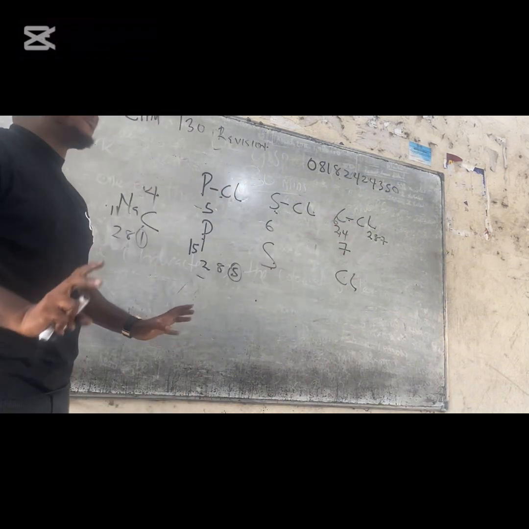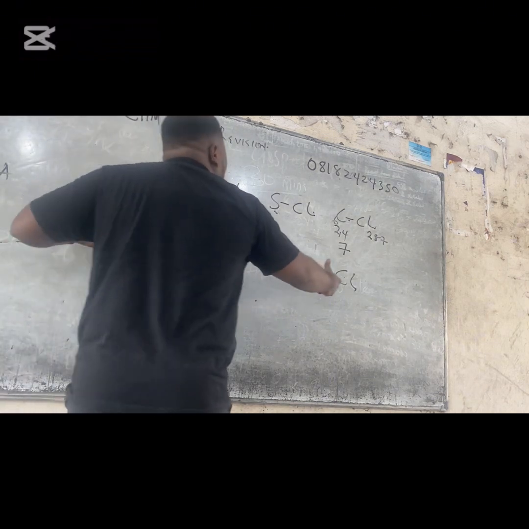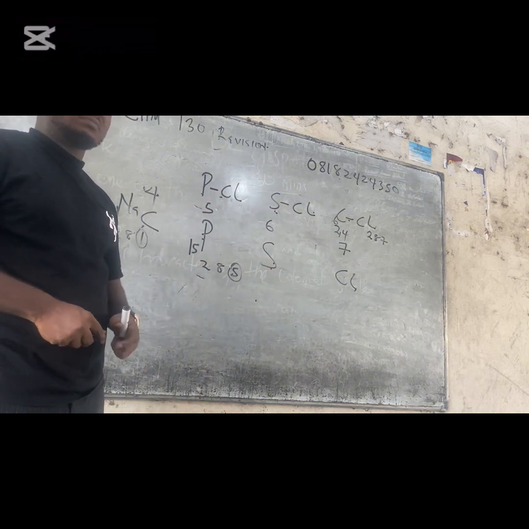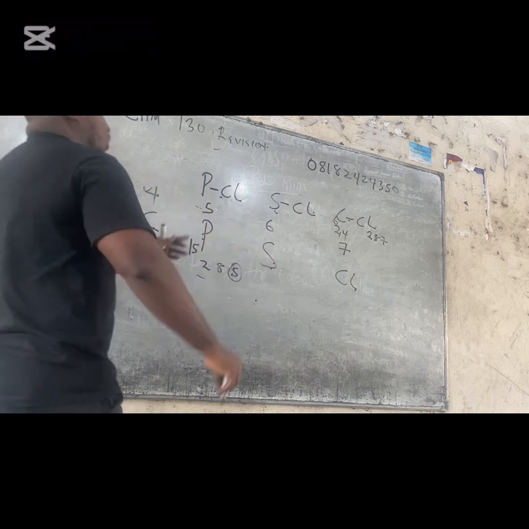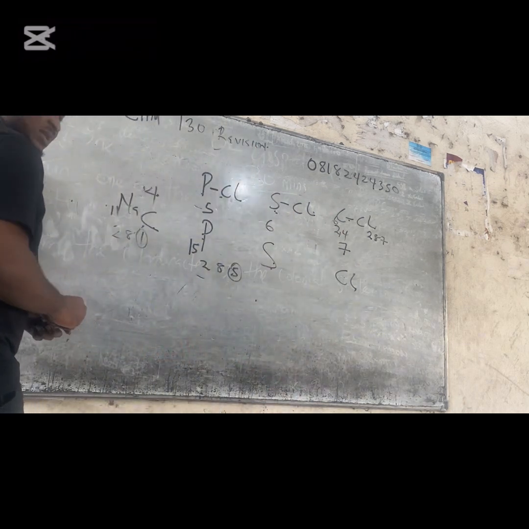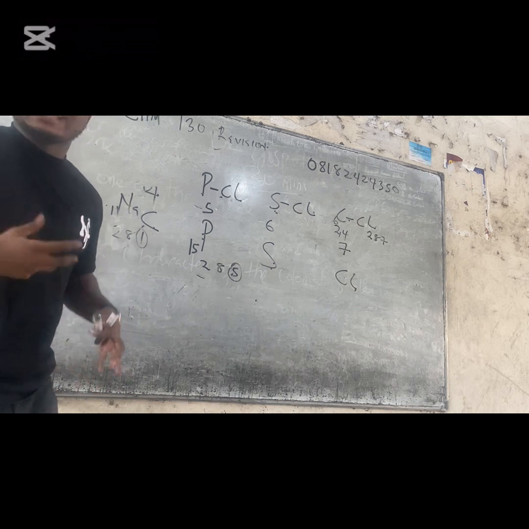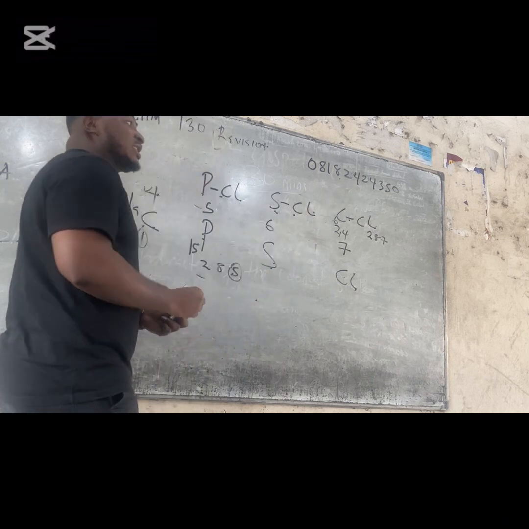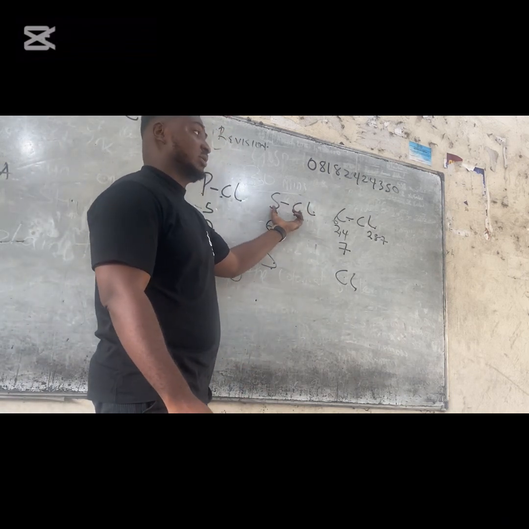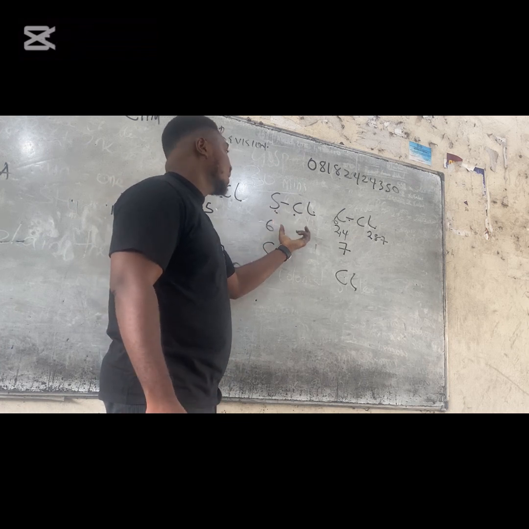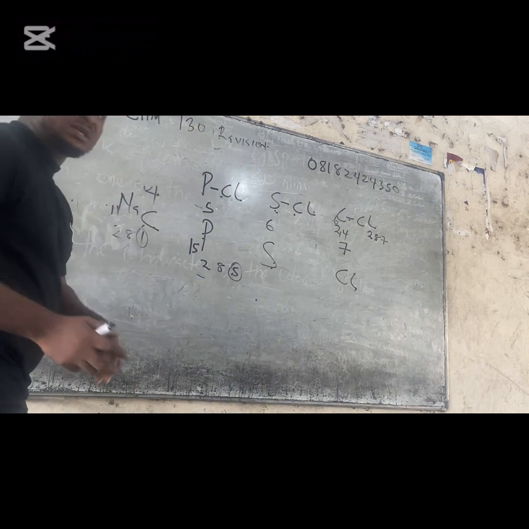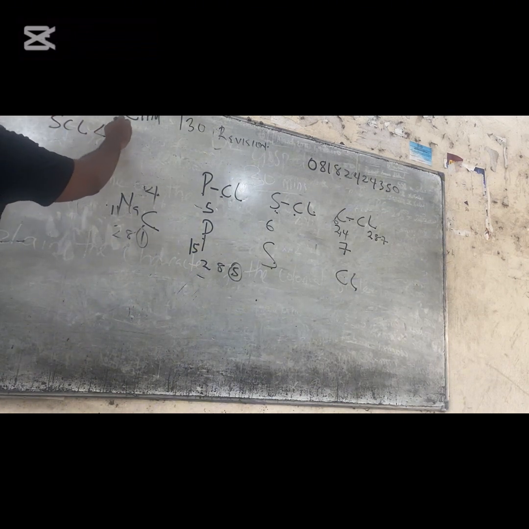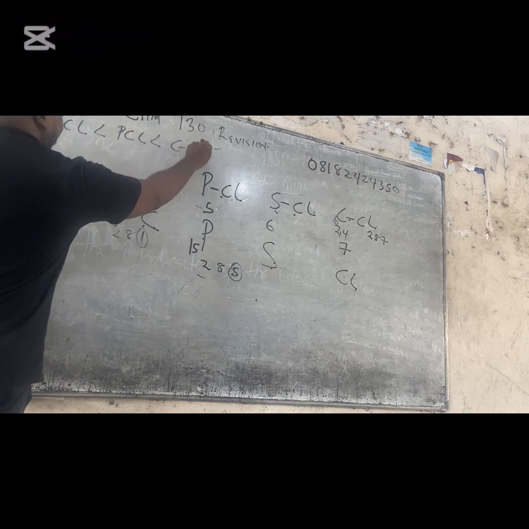CCl. Why is CCl more polar? Class, there's a greater distance between carbon and chlorine. There's a bigger difference in electronegativity between carbon and chlorine. So class, CCl is the most polar bond among these 3 bonds, followed by PCl, followed by SCl. The one with the lowest polarity is SCl. So if you are arranging them in order of increasing polarity, from the lowest to the highest, we are going to have SCl less than PCl less than CCl. This is the correct arrangement.